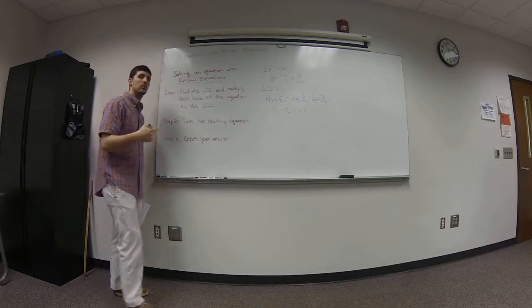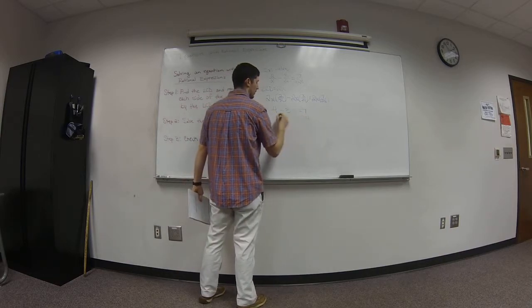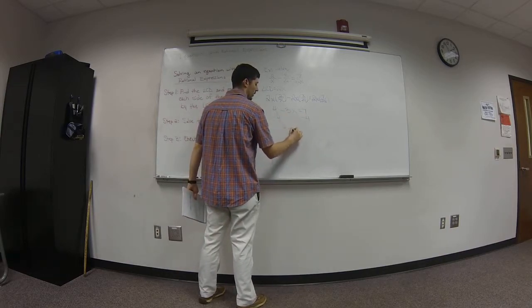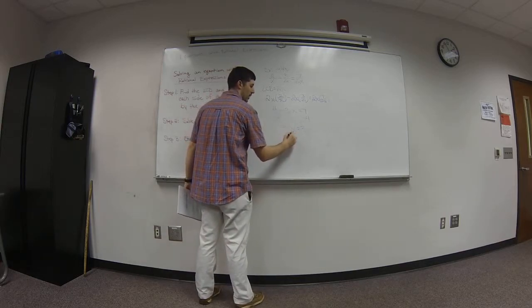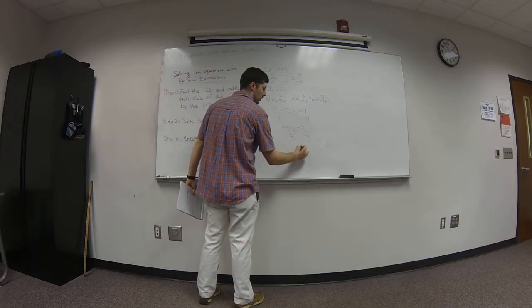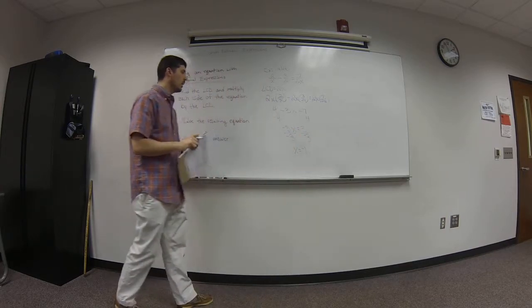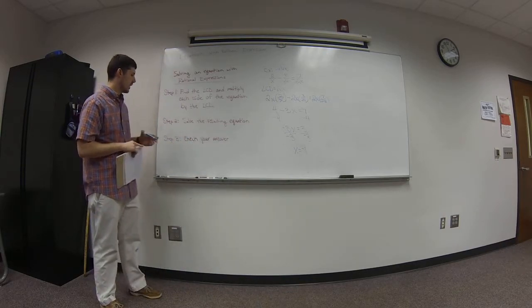And now step 2, to finish that up, is just to solve it. Subtract 4 from each side. We're left with negative 3x equals positive 3. Divide each side by negative 3, and x equals negative 1. Now we solved it, and now we have step 3, which says to check your answer.